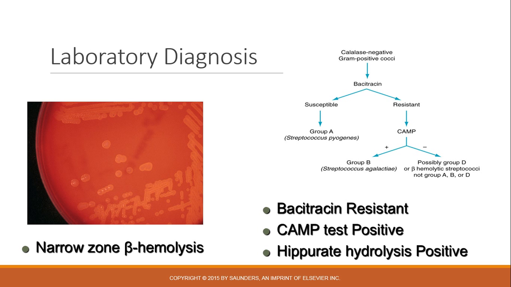Another test you could do instead of the CAMP would be this hippurate hydrolysis test. So if it's purple, I don't even remember, I guess you check to see if the organism's able to hydrolyze hippurate, but I just remember that a purple reaction is positive. If it's CAMP negative or hippurate negative, then it's some other kind of streptococcus. Okay?